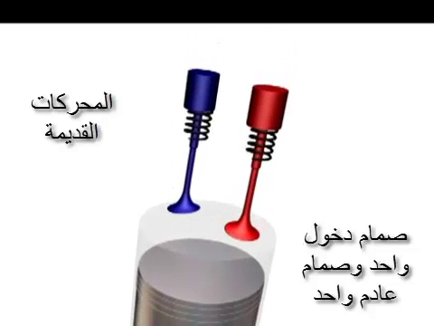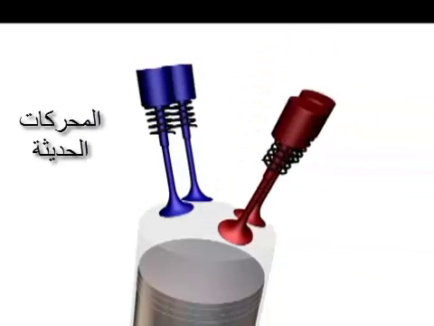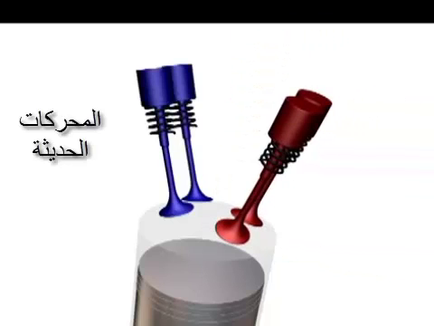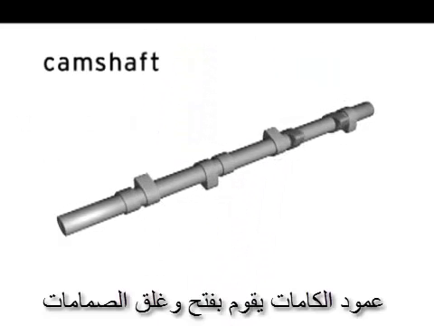The number of valves that engines have varies. Older engines tend to have one intake and one exhaust valve. Some engines have two intake and one exhaust valve. Most high-performance engines use two intake and two exhaust valves. The opening and closing of the valves is performed by the camshaft.